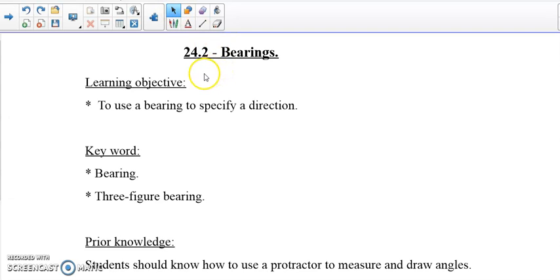Okay, in today's topic, we discuss bearings, and the learning objective is to use a bearing to specify a direction. The key words we are talking about are bearing and three-figure bearing. Before we embark on this, students should know how to use a protractor to measure and draw angles. This was our previous lesson.